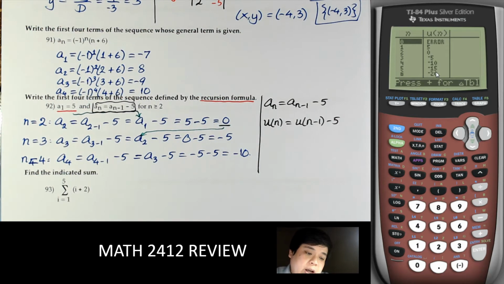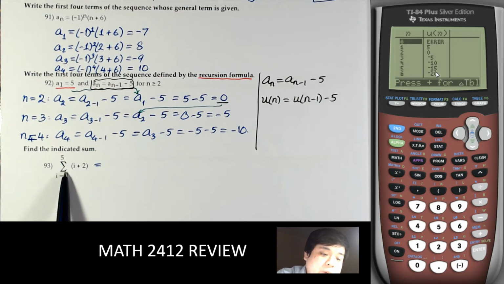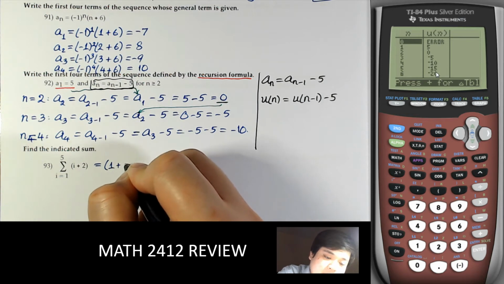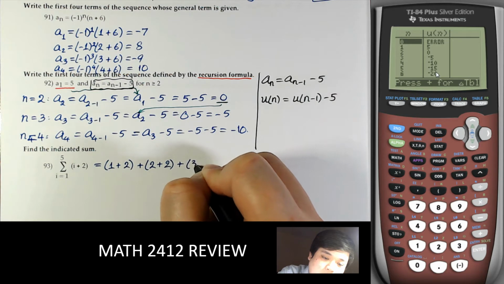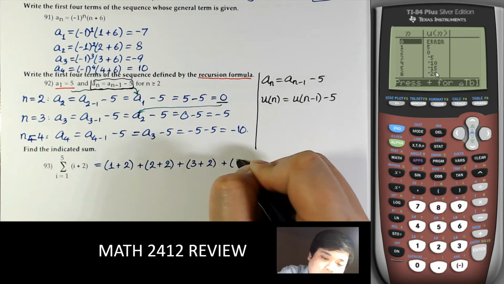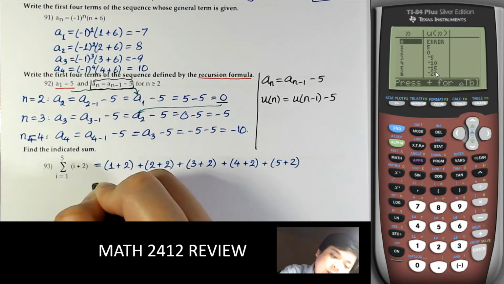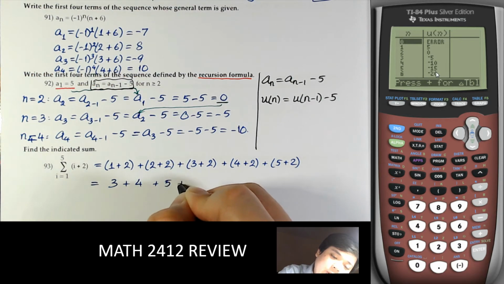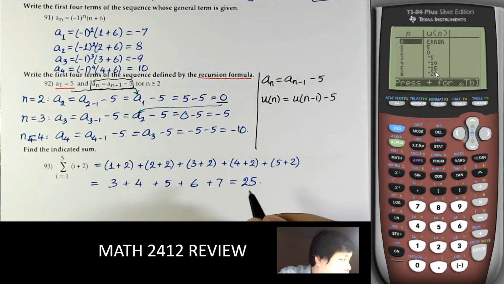Next is the sum. So this means i will be equal to 1 to 5, increasing by 1 every time. So first we're going to put 1 in it, and we're going to put 2 in it, 3 in it, 4, and then 5. So that gives us 3, 4, 5, 6, and 7, 25.